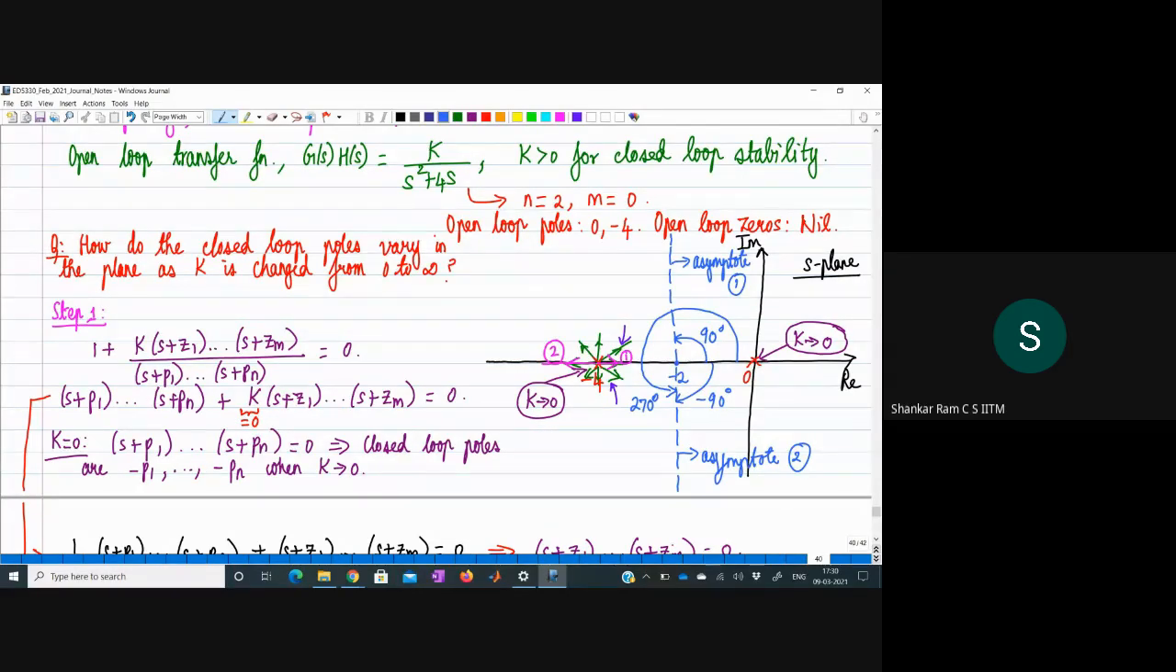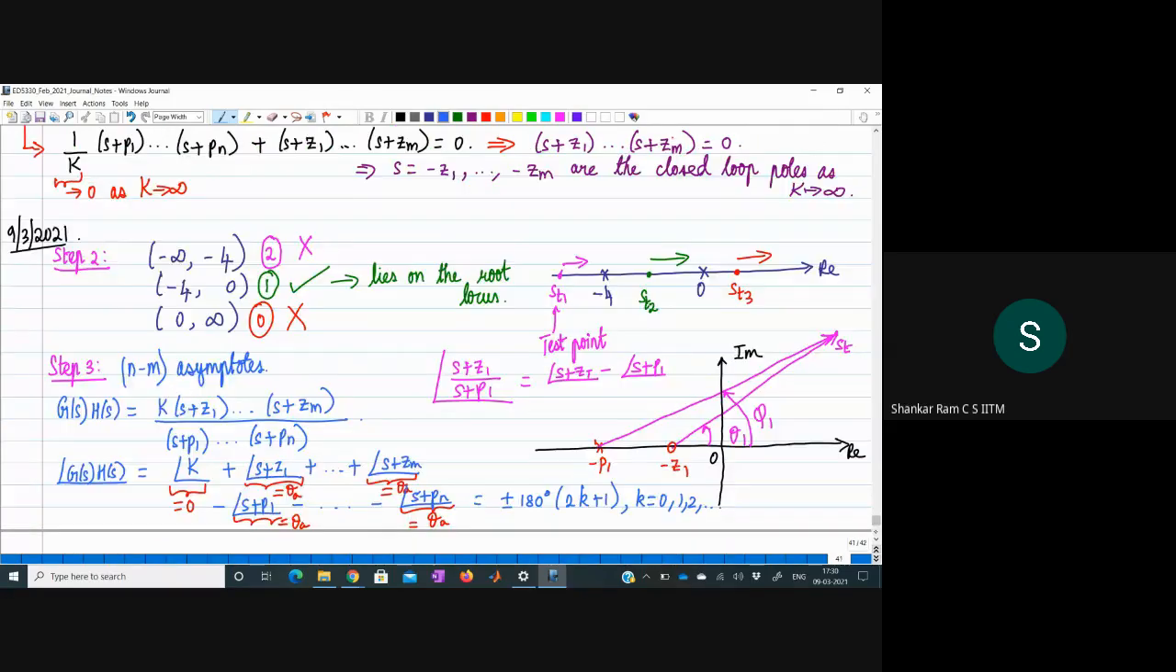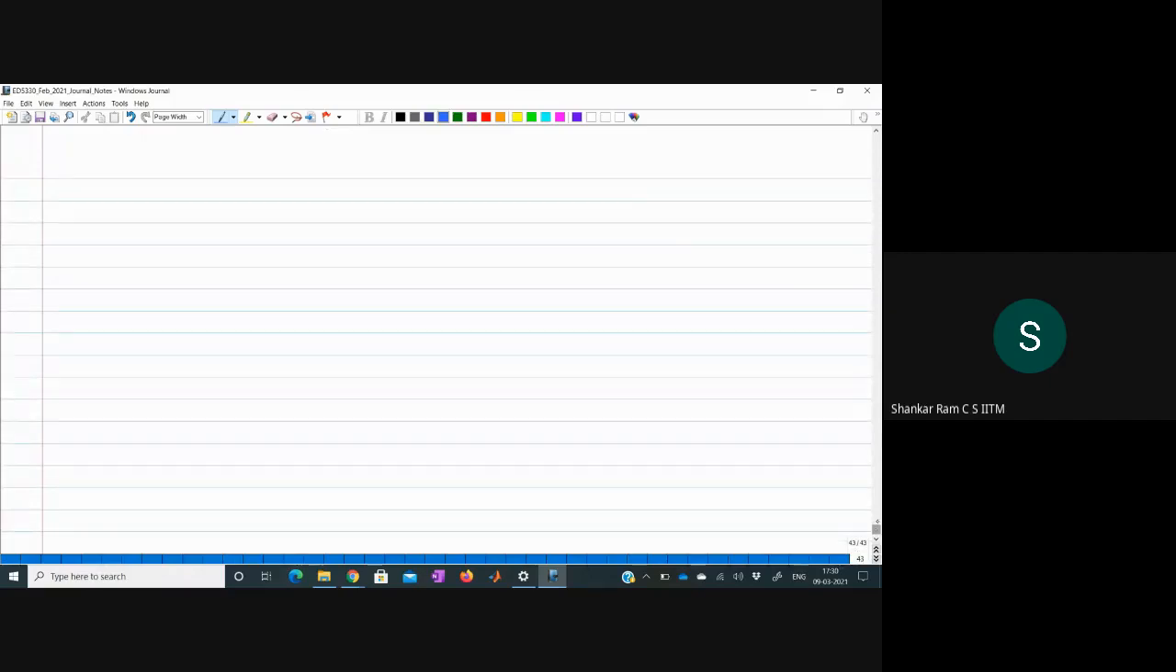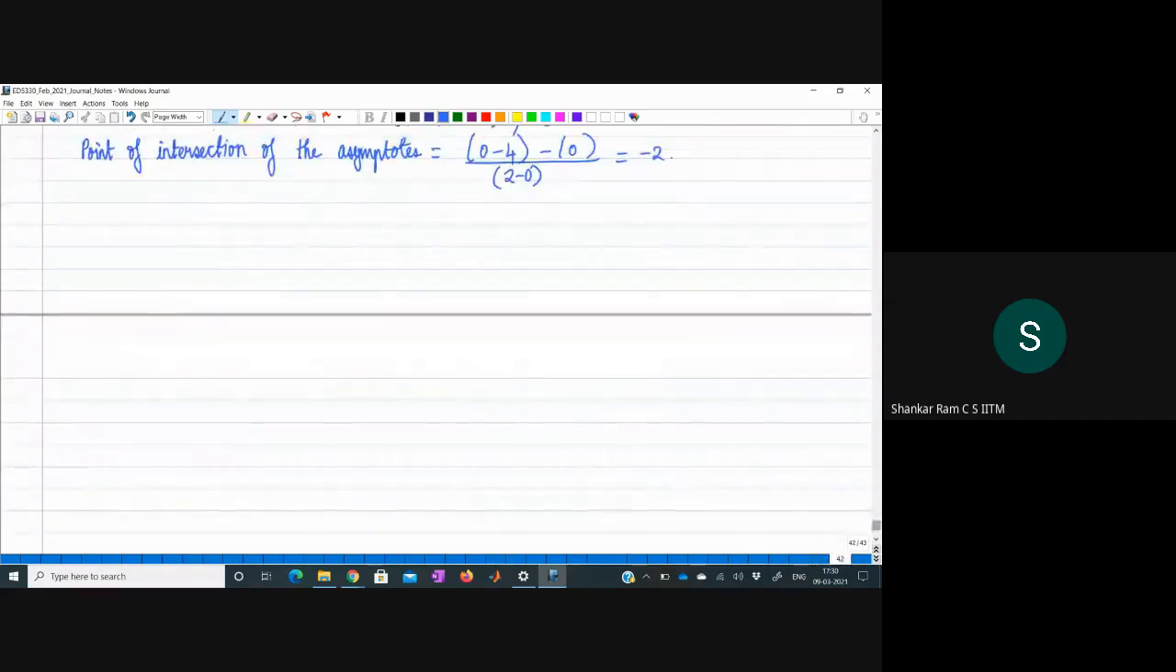All right. Now let's go to the next step. We have figured out how many asymptotes there are and how to construct them. Given this, let's go to step 4, which deals with what are called breakaway or break-in points. So what are these breakaway or break-in points?